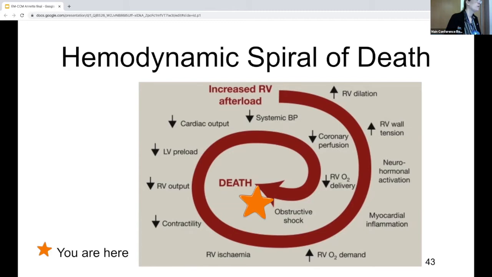What makes it worse is that the interventricular septum often bows into the left ventricle, which also reduces the cardiac output. This further worsens the coronary perfusion, makes the cycle even worse, and increases the right ventricular ischemia. The final result of this spiral is obstructive shock and death.